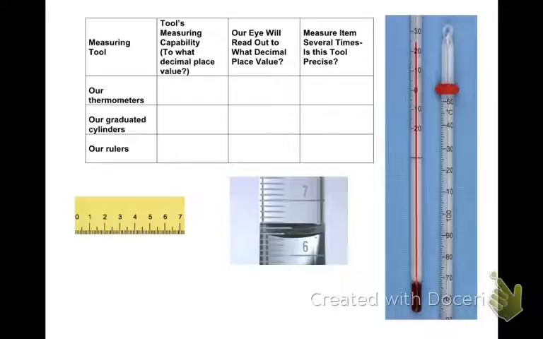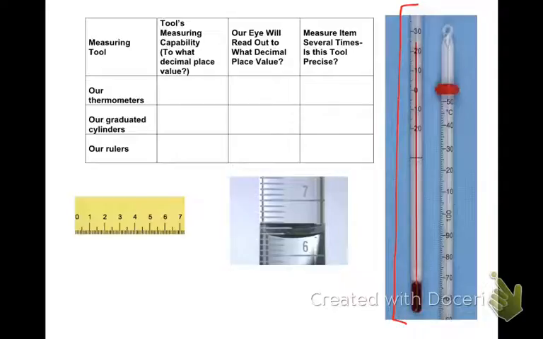So now what we're going to do is really determine our measuring tool's capability. So I put up here thermometers, graduated cylinders, and rulers. We're going to work our way from right to left, actually. So on the right here, we've got our thermometer. Thermometers are always measured in degrees Celsius in chemistry. So let's take a look and see the tool's measuring capability, meaning how far can the tool itself actually measure.